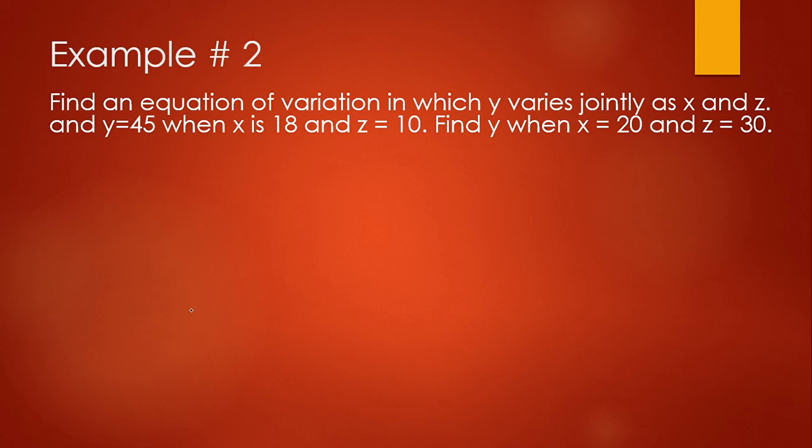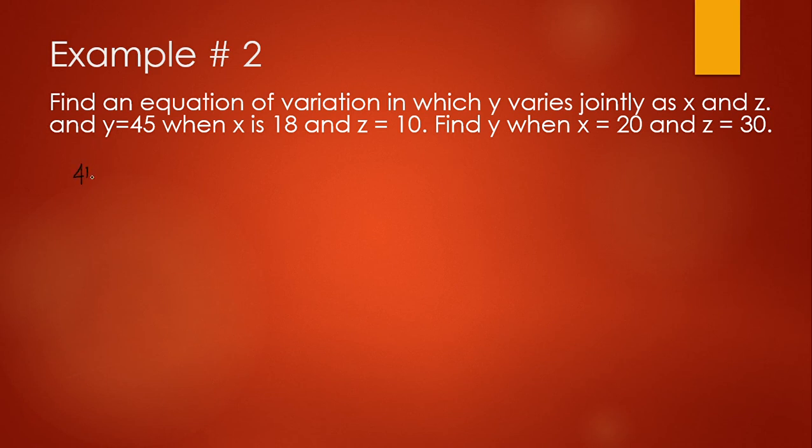In example number 2, find an equation of variation in which y varies jointly as x and z, and y is equal to 45 when x is equal to 18 and z is equal to 10. Find y when x is 20 and z is equal to 30. So let's find first the value of k. Let's substitute the given value.